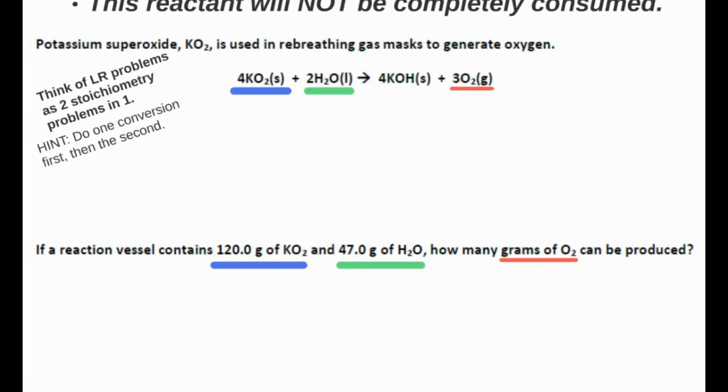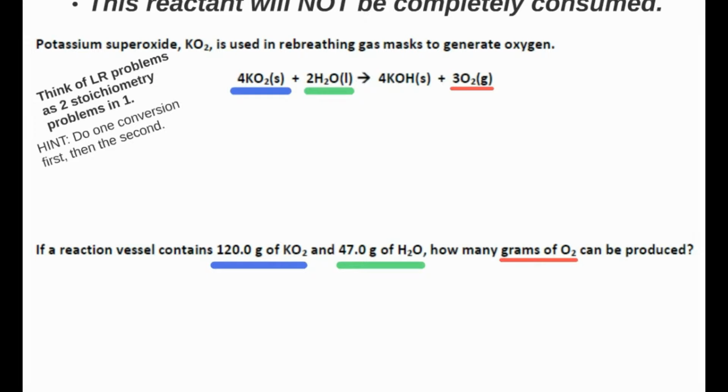Okay, so what I mean by two steps, or not two steps, but two different problems. You're going to take your blue, convert it to the red, that's one problem. You're then going to take your green, convert it to the red, that's your second problem. So I'm going to tell you, when you're doing your mass to mole conversions, these two numbers are not going to intersect. If you're putting them in the same problem, you're doing it wrong.